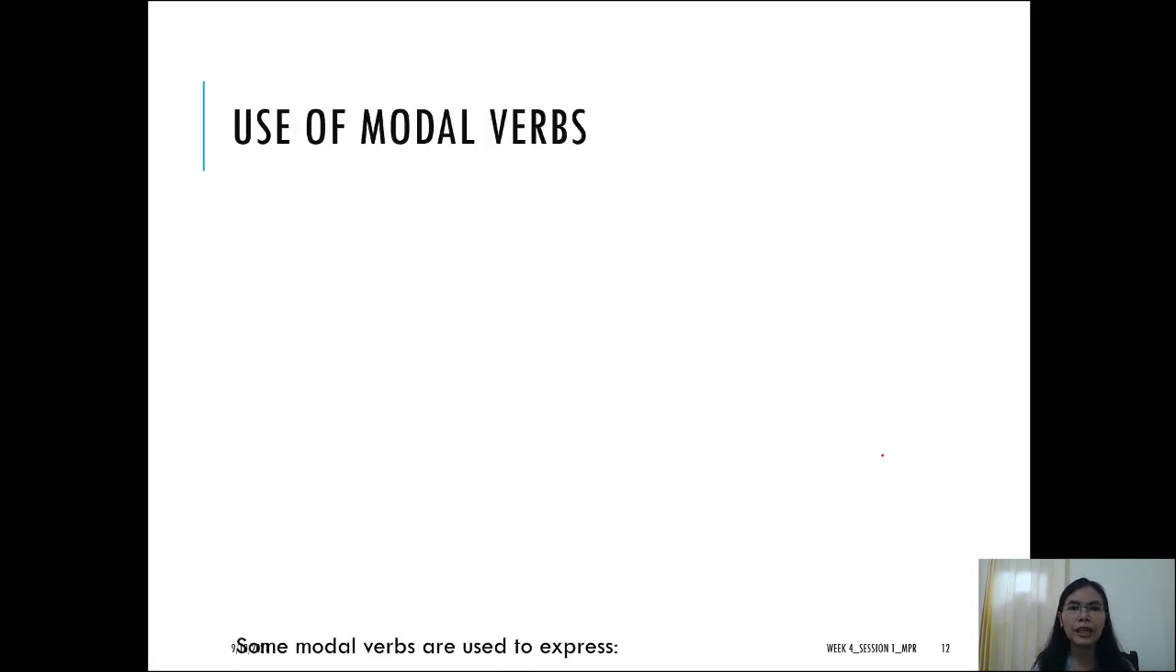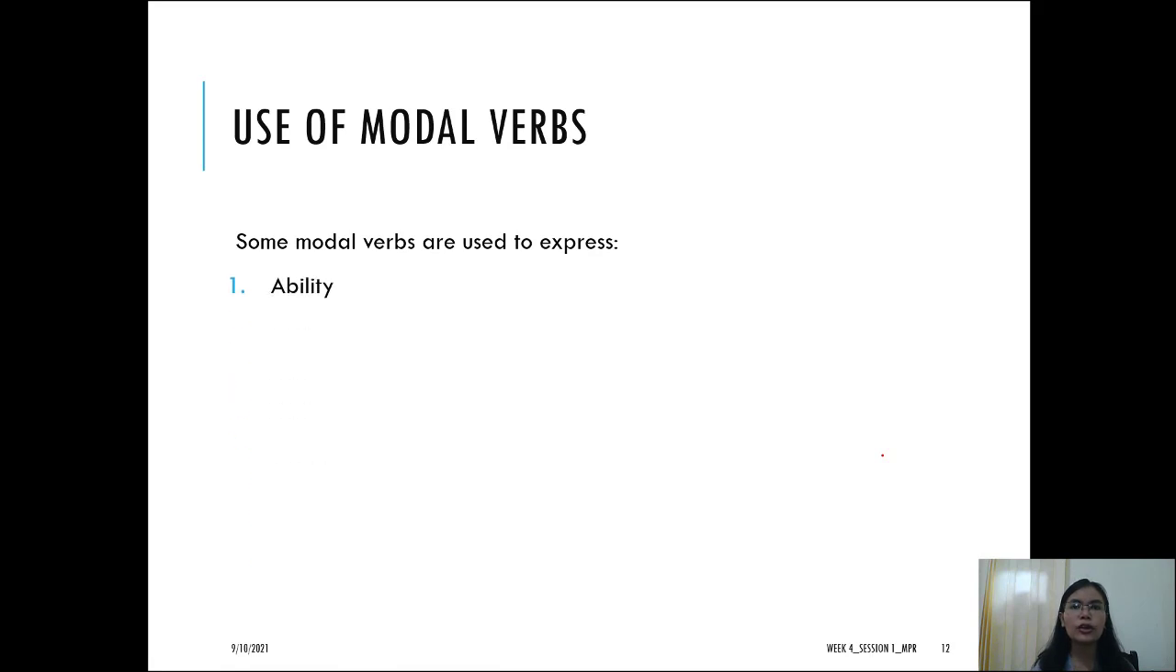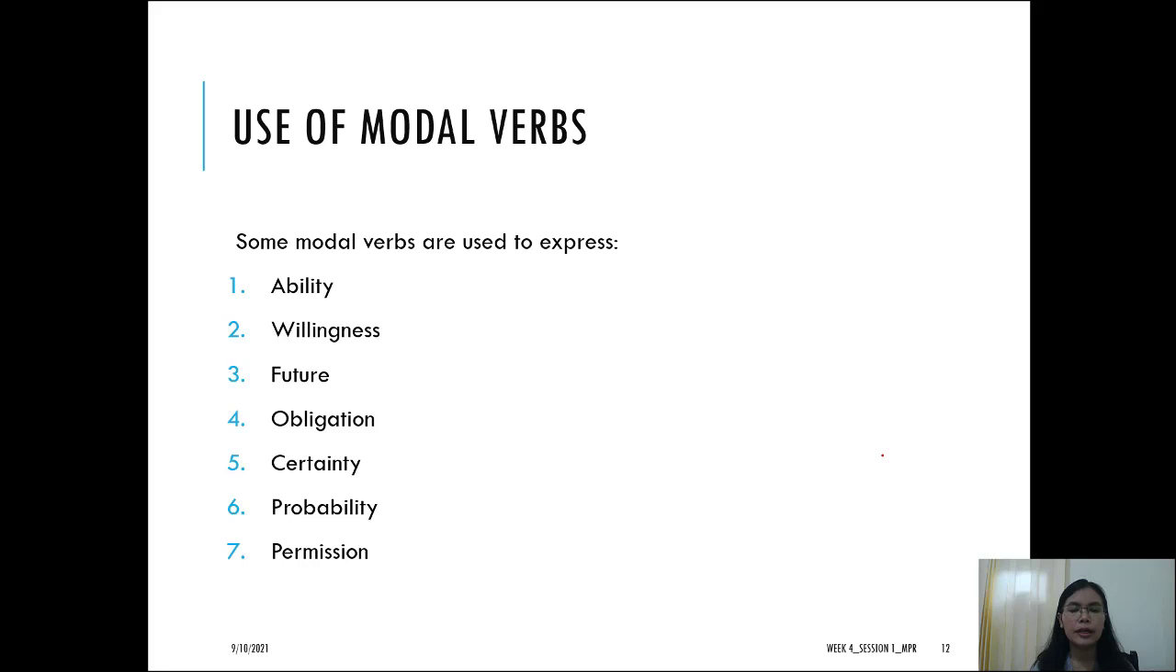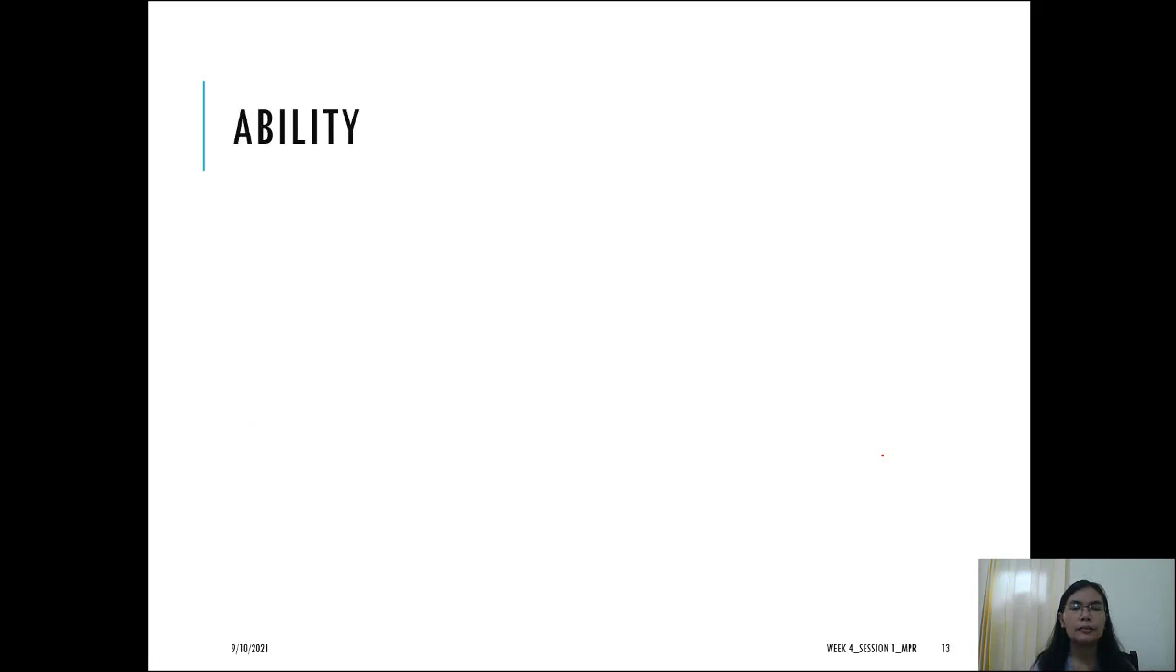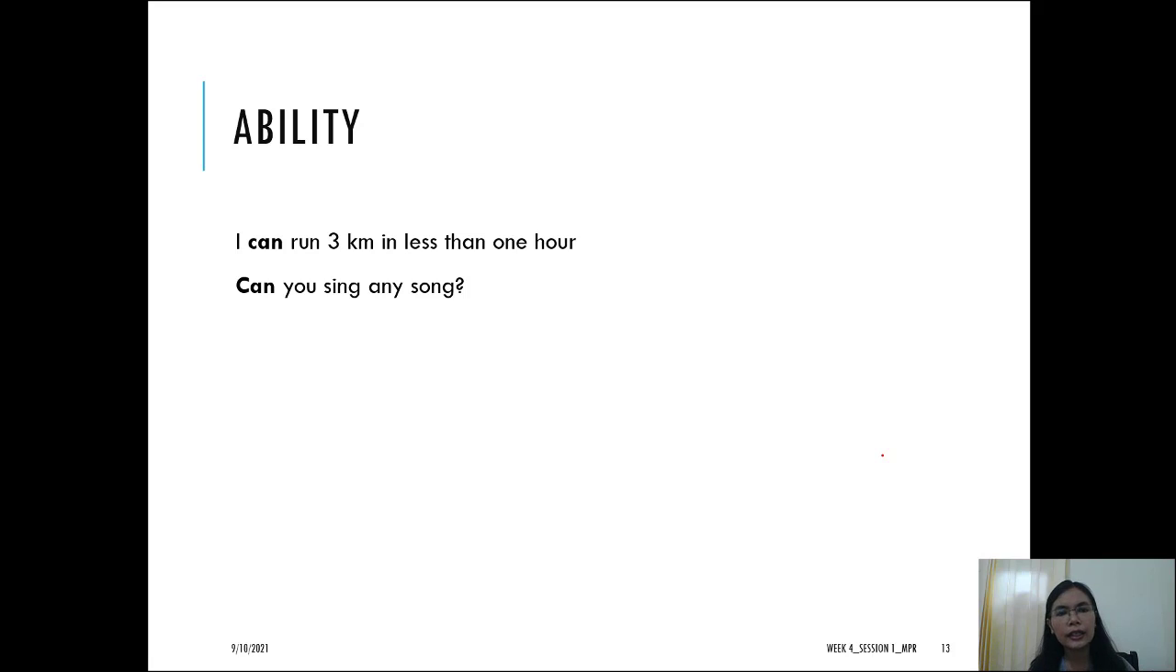Now we'll talk about the use of the modal verbs. As you can see over here, there is quite extensive use of modal verbs. Now we'll go one by one. First, ability. You are talking about being able to do something. So "I can run 3 kilometers in 1 hour." "Can you sing any song?" These are examples of ability.